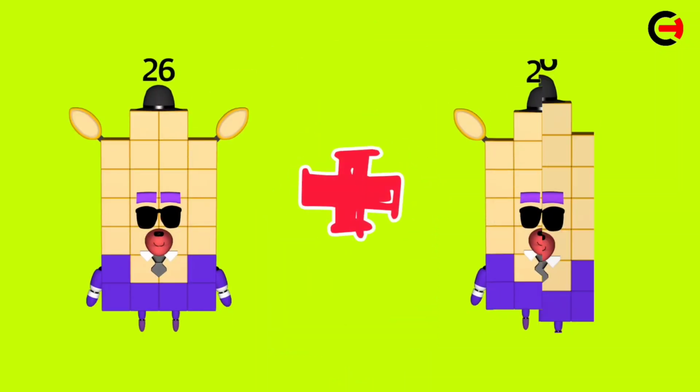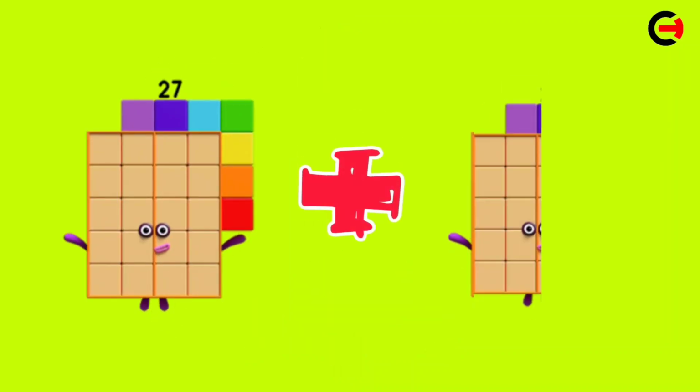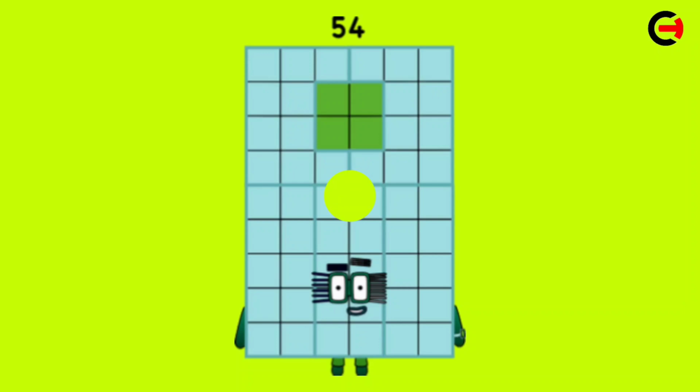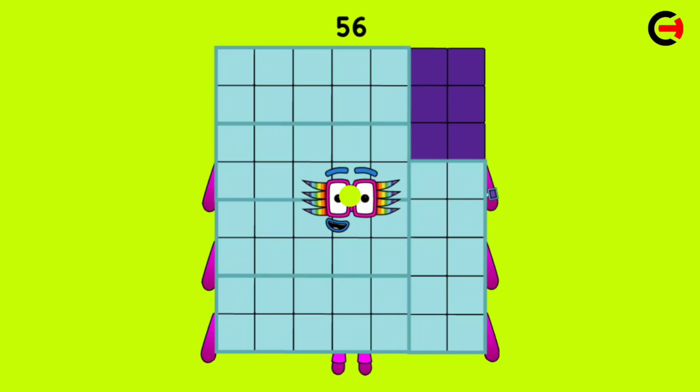26 plus 26 is equal to 52. 27 plus 27 is equal to 54. 28 plus 28 is equal to 56.